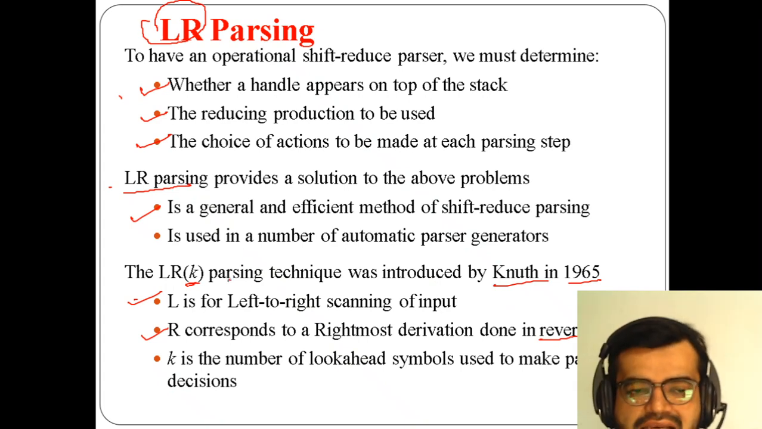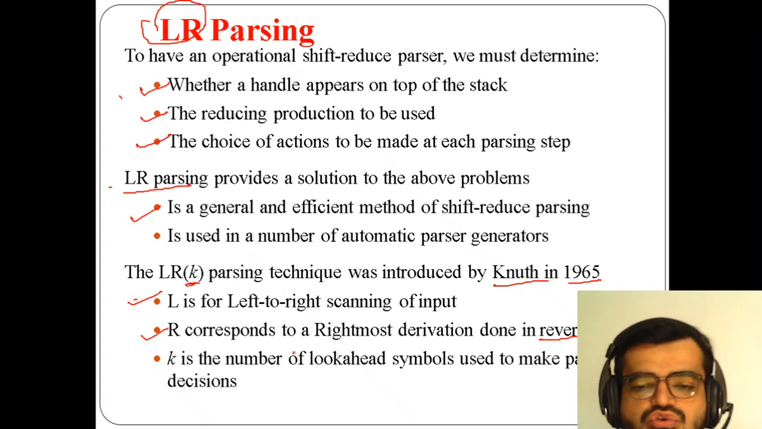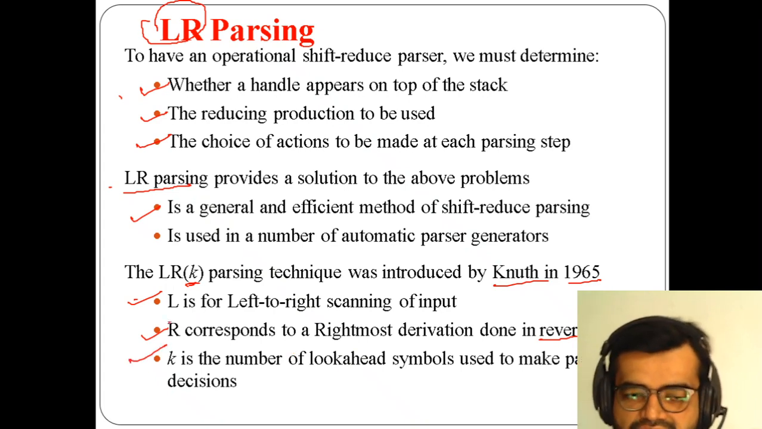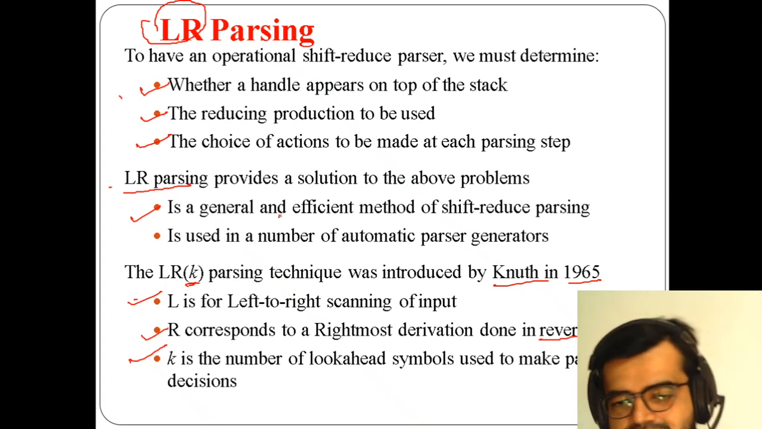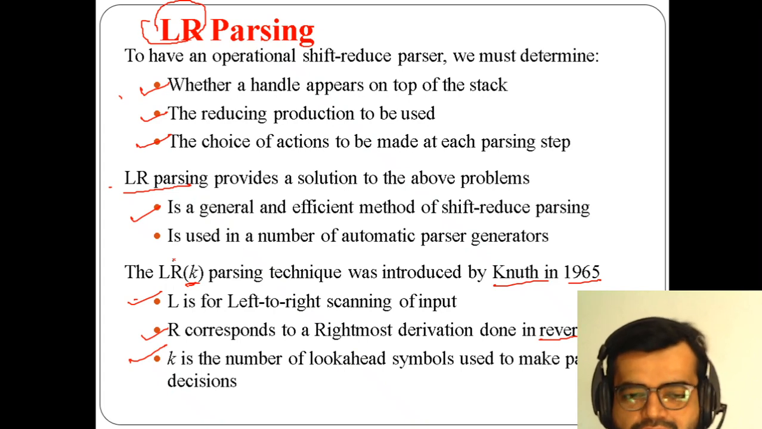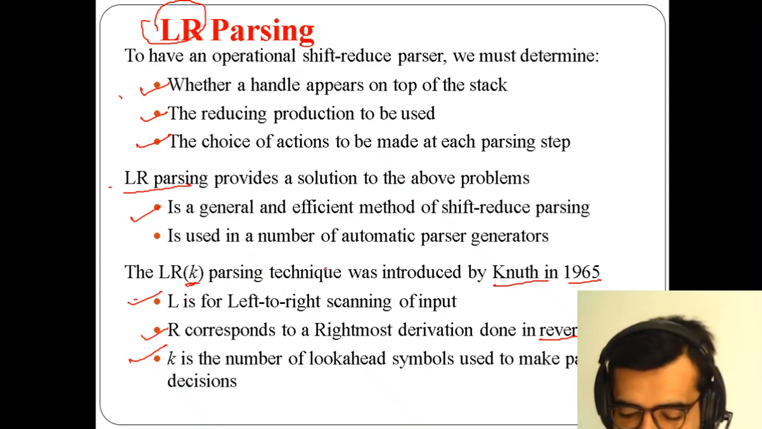Now, LL we have seen already. K is the number of symbols it checks in order to decide on the parsing action. Previously in top-down parsing we saw LL(1), which indicates the lookahead symbol: it looks one symbol ahead. So it depends on K. K can be 0, or K can be 1. It depends on the type of parsing technique you are using in the LR parsing method.